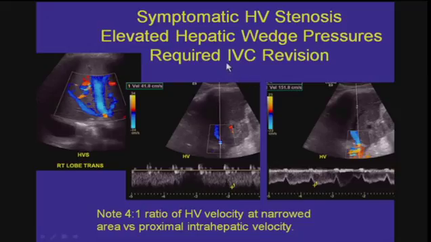If the patient is symptomatic and has elevated hepatic wedge pressures, then the patient will go on to a revision. So this patient has very distended hepatic veins and has, you can see here, proximal to the stenosis, a low velocity, and at the stenosis, at least 3 times what it was proximally, and this was actually revised with an IVC revision.